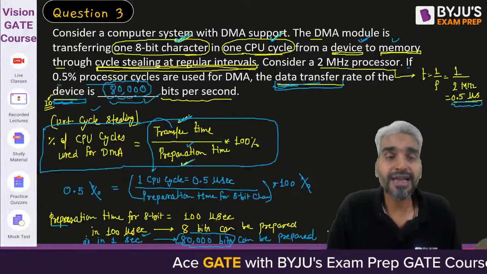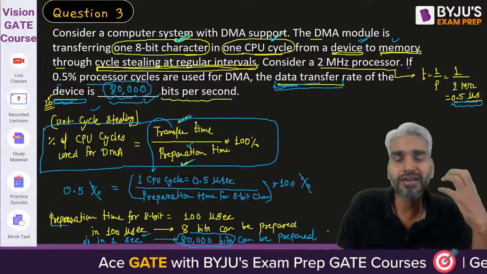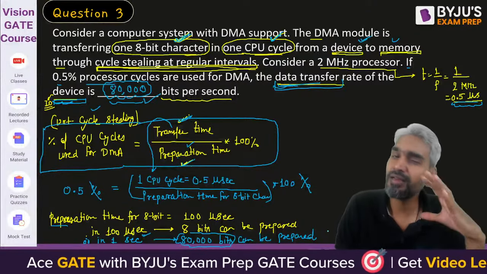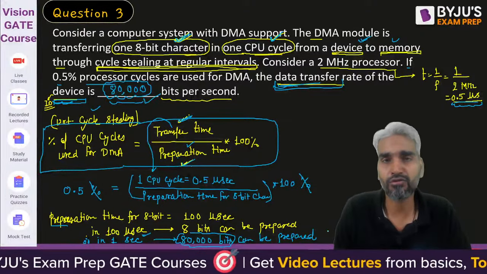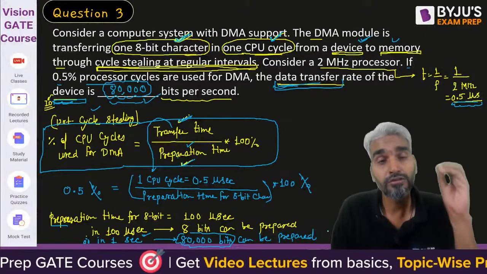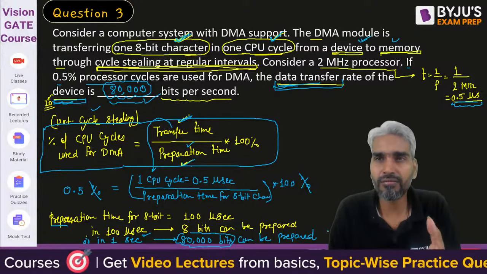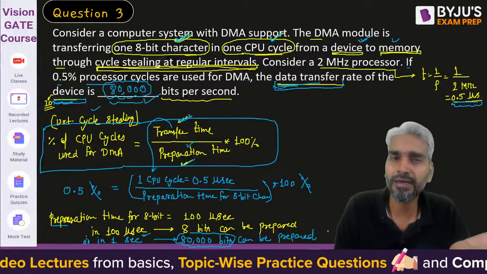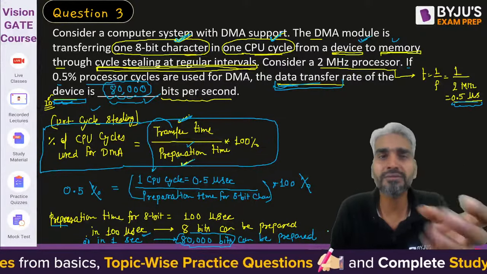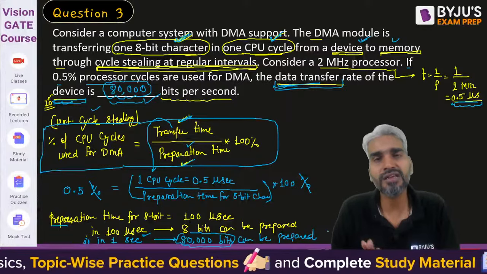Clear? So these are the three questions from the concept of interrupt driven IO and DMA. These similar type of questions will be asked in the GATE exam. Recently they have asked questions from this cycle stealing mode of the DMA multiple times, and every time the question is of a similar nature.